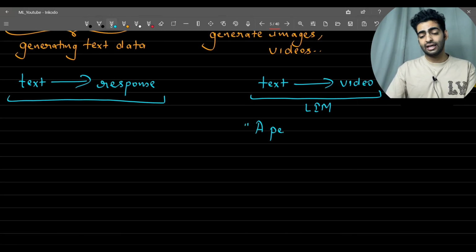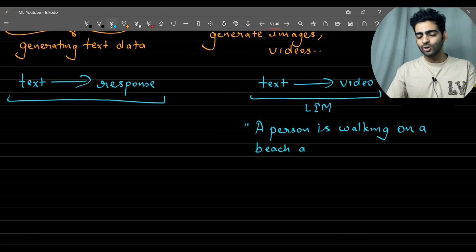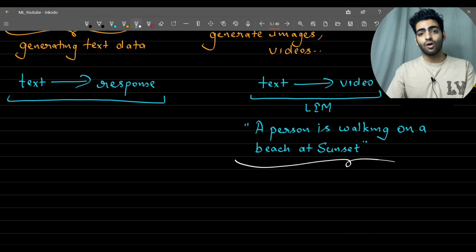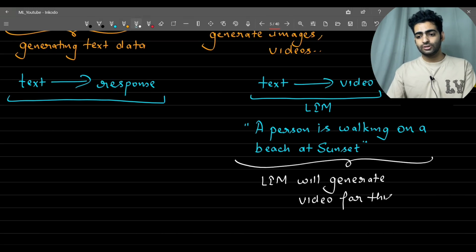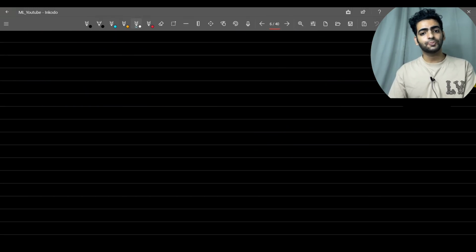Let's say I have a script: a person is walking on a beach at a sunset. Now, can you generate a video for this? That's what the LIM model will actually generate for you, right? Okay, so this sounds interesting.